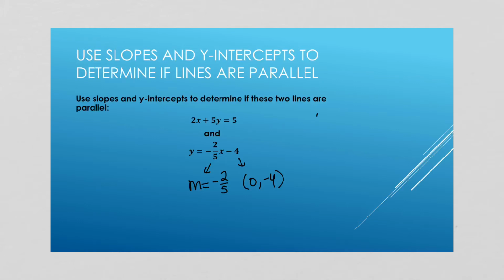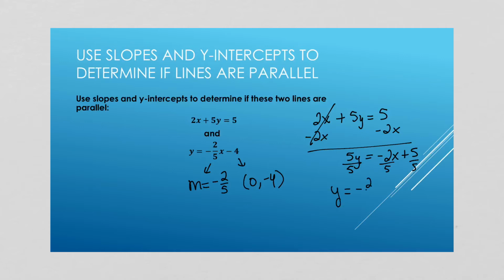So I've got my equation at 2x plus 5y equals 5. I want to subtract 2x from both sides. That goes away, and I'm left with positive 5y is equal to -2x plus 5. Notice I put the x term first. That's because I want it in slope-intercept form so that I can tell what's going on here. Now I divide everything by 5, so I end up with an equation of y is equal to -2/5 x plus 1.